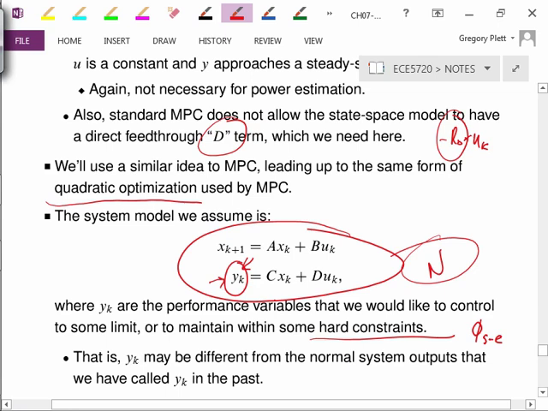If I don't need some output, maybe I don't need CSE for some reason, well, don't put it in Y. These are performance variables. These are not necessarily the entire exhaustive list of variables that we might want to have for computing cell voltage and other things. So this yk may be different from the normal system outputs that we've called yk in the past.